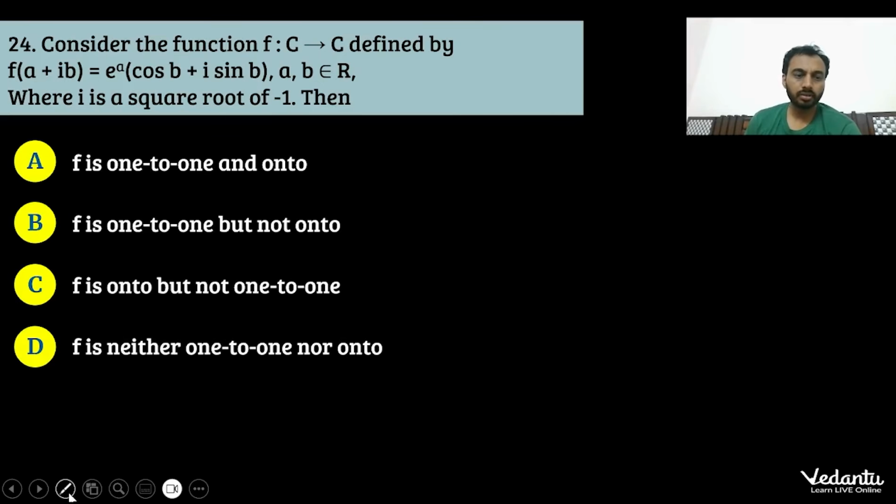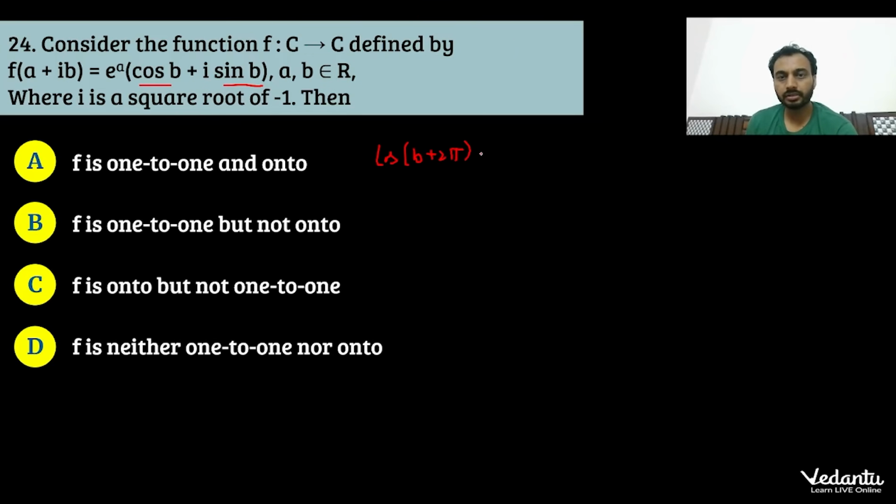In question number 24, we have a function f from C to C, means complex number to complex number, where f is defined as f of a plus iota b is equal to e raised to power a into cos b plus iota sin b. So we have to check for one-one and onto. So if we go for first one-one, we have a cos and sine. As we know, cos and sine are periodic functions, so we can see that this function must not be one-one. Like we have a value of cos of b plus 2 pi is same as cos b, and similarly sine of b plus 2 pi is equal to sine b.